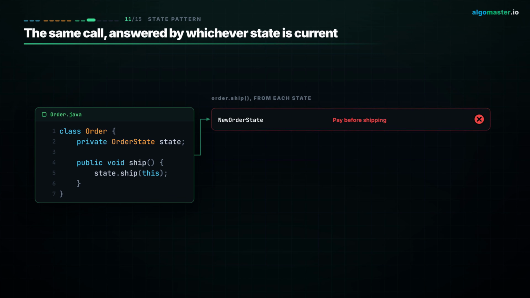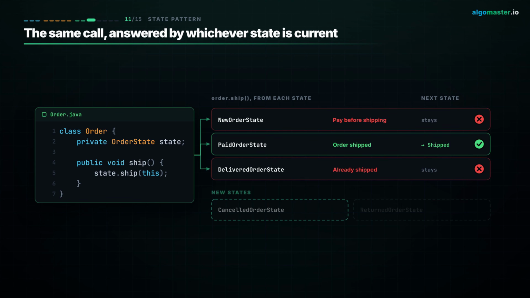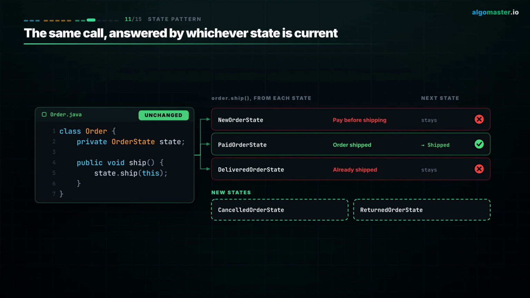For example, calling ship on a new order produces an error. Calling ship after payment moves the order to the shipped state, and calling it after delivery tells us that the order has already been shipped. Each state owns its own behavior and controls the valid transitions from that state. This makes it easier to add a new state, such as cancelled order state or returned order state, without filling the main order class with even more conditions.